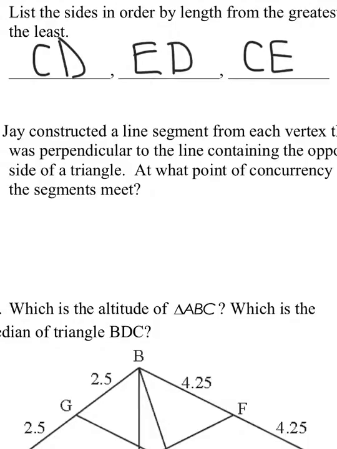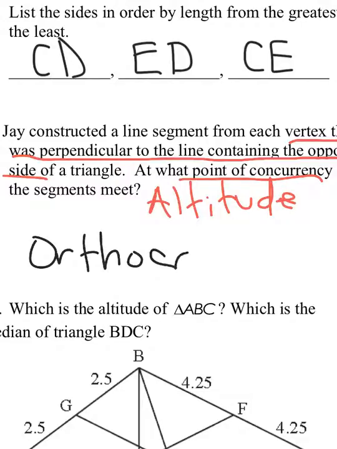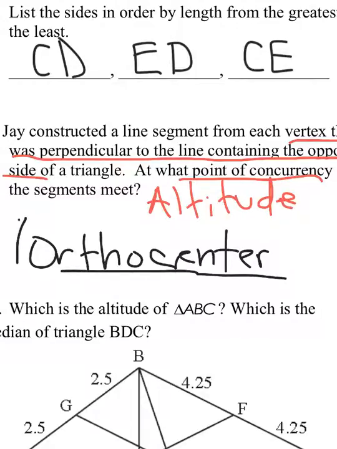J constructed a line segment from each vertex that was perpendicular to the line containing the opposite side of a triangle. At what point of concurrency did the segments meet? Which of your special segments goes from the vertex perpendicular to the line containing the opposite side? So the special segment is the altitude. What's the point of concurrency where they meet? Orthocenter. And there's no special property for the orthocenter. That's why we don't really talk about it much.